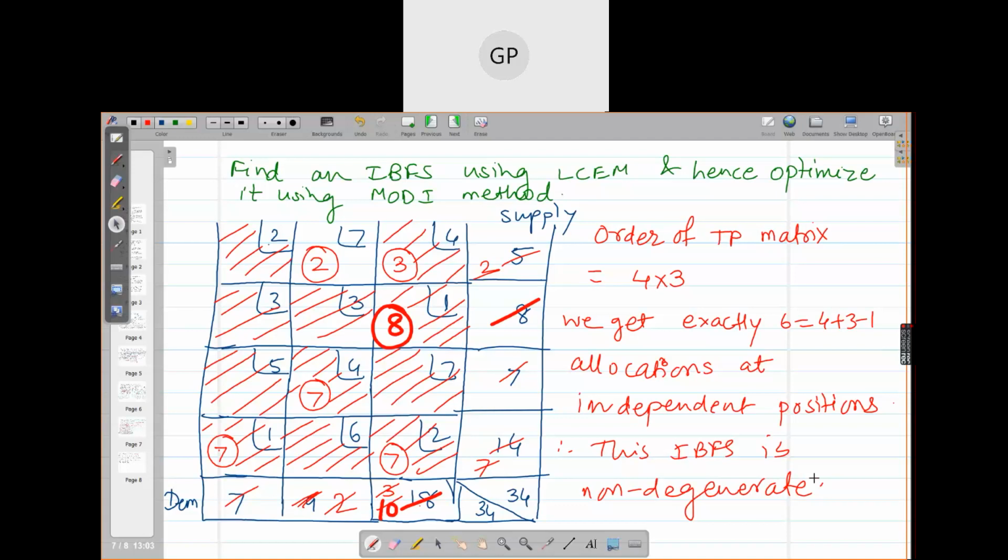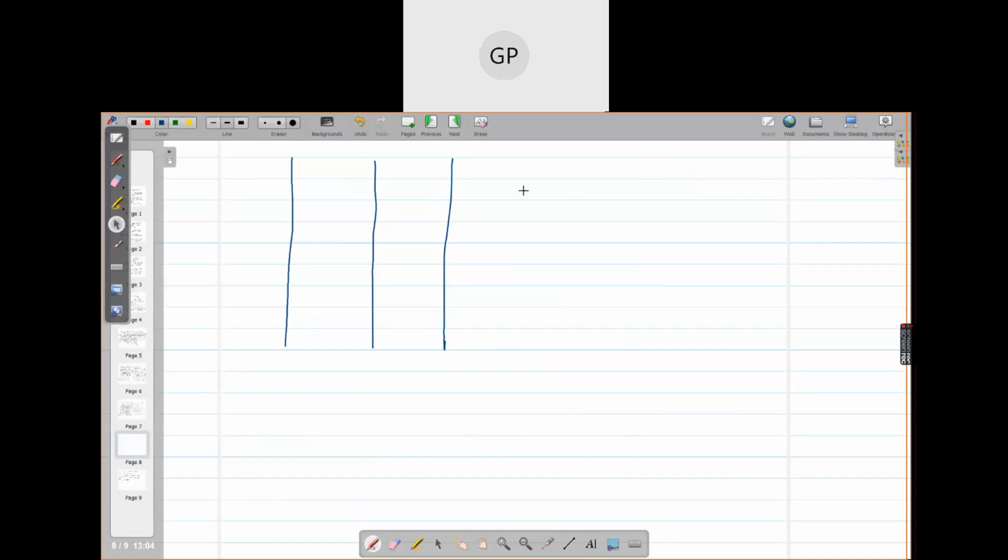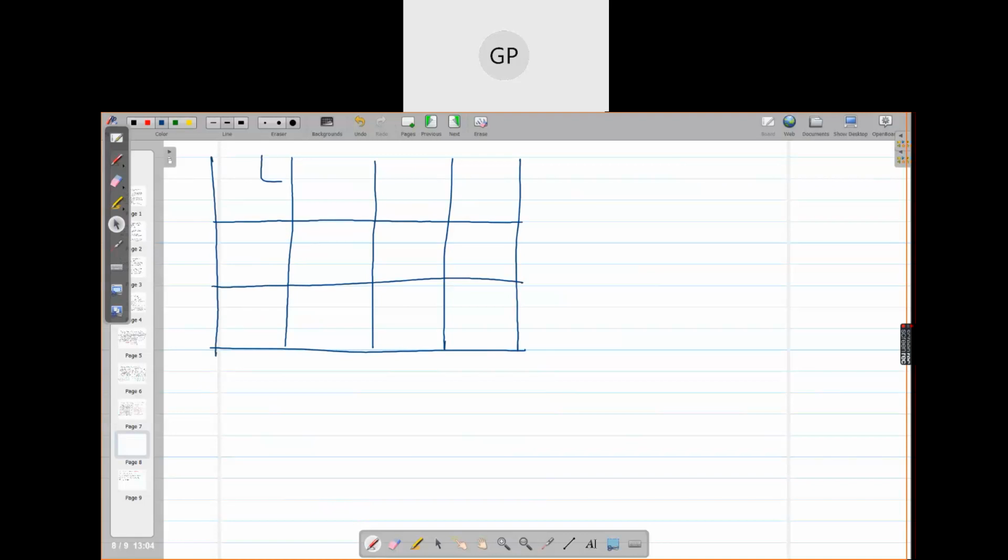Now I will write a fresh new table. There are so many cancellations and so it doesn't look good. Let us write the table once again only with the allocations. Okay, let me go on the next page. By the time you write a new table, don't write supply and demand quantities, those are not required. 1, 2, 3, 4. 1, 2, and 3. Okay, so this is sufficient.